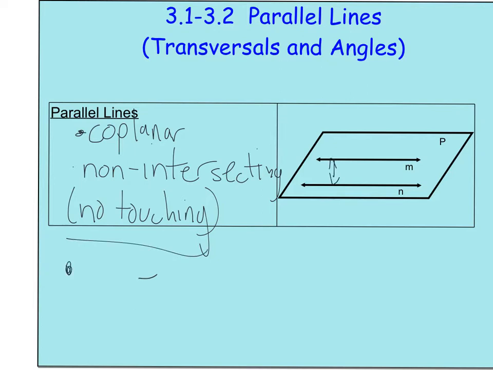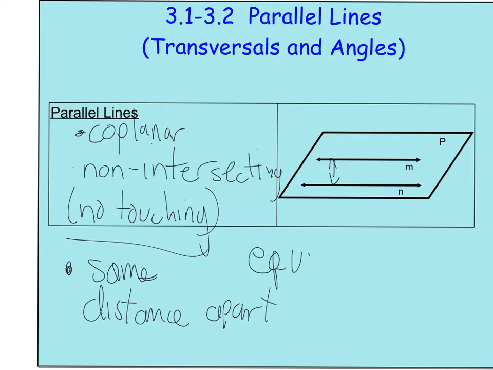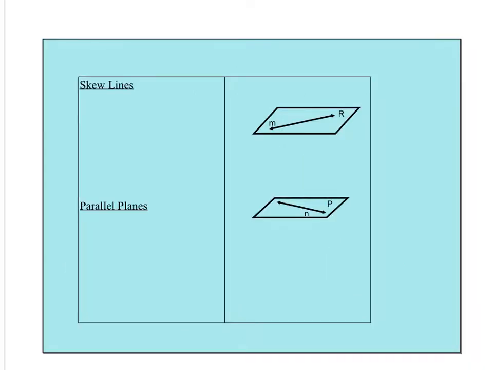And one of the big key ideas here is that they are always going to be the same distance apart. Another way to say that is equidistant. And they're going to be equidistant forever, always. They're never going to touch each other.